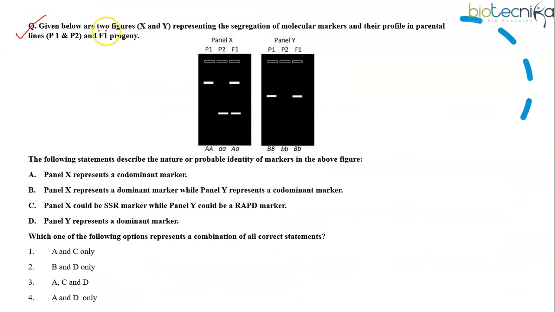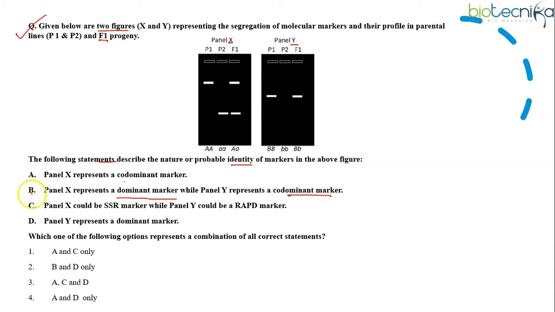The question is: given below are two figures, X and Y, representing the segregation of molecular markers and their profile in parental lines P1 and P2 and F1 progeny. The following statements describe the nature or probable identity of markers in the above figure. The statements are: A. Panel X represents a codominant marker. B. Panel X represents a dominant marker while panel Y represents a codominant marker.